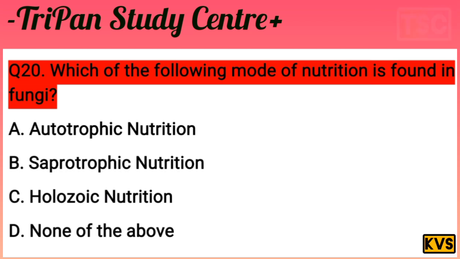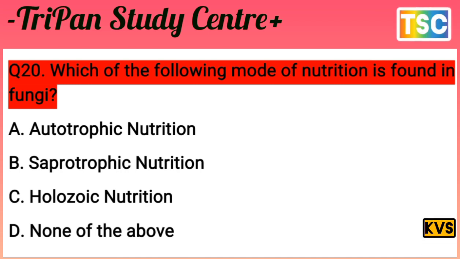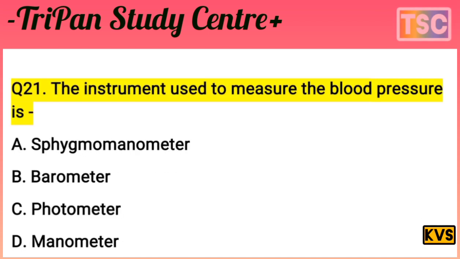Let's see the next question on your screen. The instrument used for measuring blood pressure is... The question is very important and interesting here. The instrument used for measuring blood pressure is A.